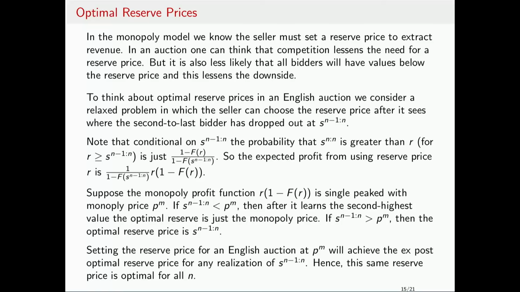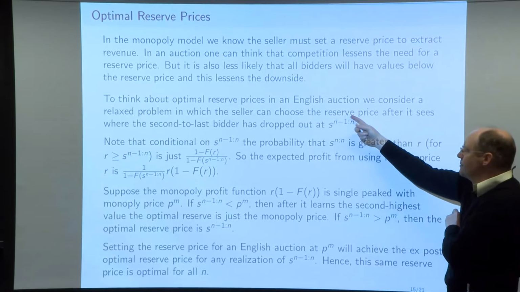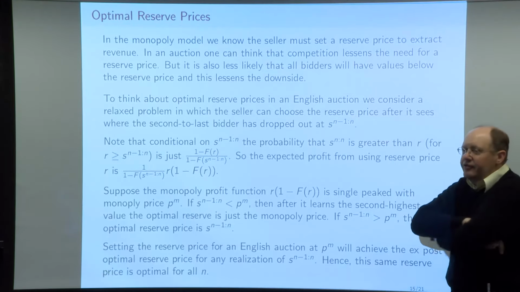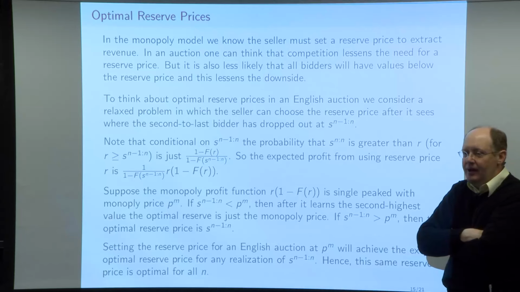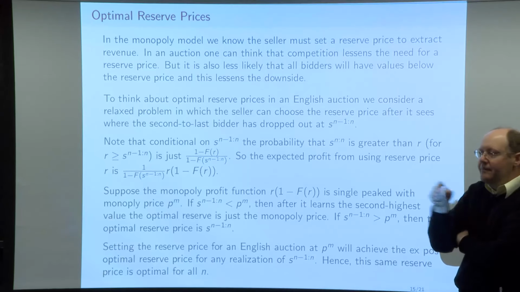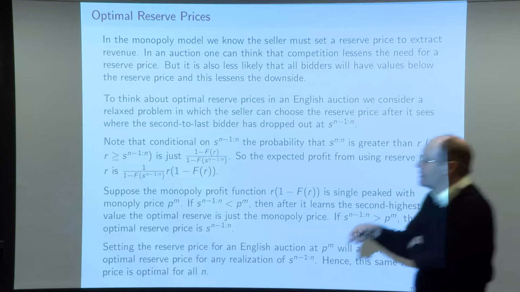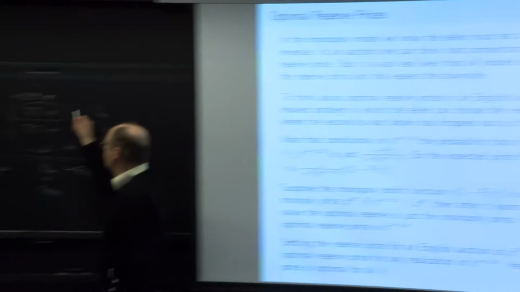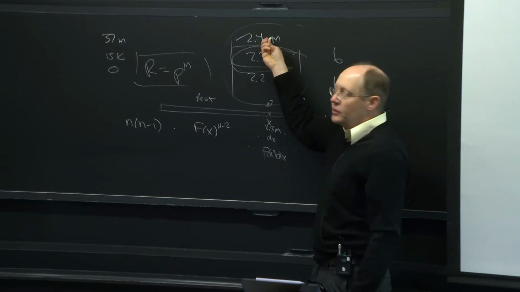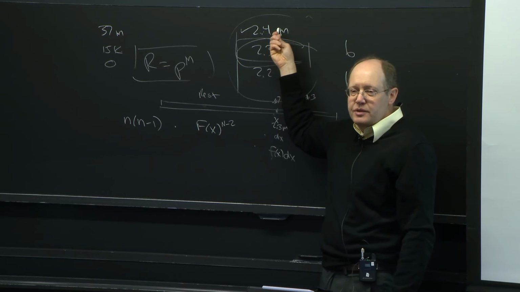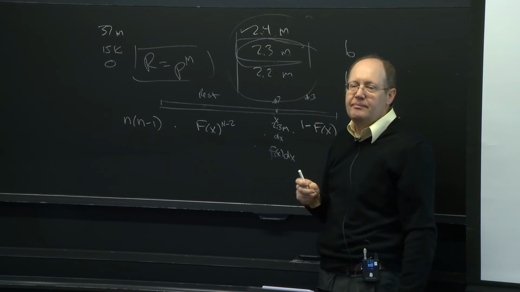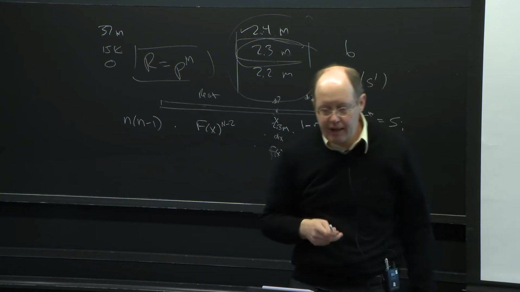Okay. A simple reasoning for that is to think about a relaxed problem where the seller gets to choose a reserve price not in advance, before conducting the auction, but after observing where the second highest bidder dropped out. So you had n bidders, n minus one of them have dropped out, and suppose you can cheat: after the n minus first bidder has dropped out, say someone dropped out at 2.3 million, I now know that this guy's willing to pay at least 2.3 million, and I think, what's the reserve price just for him? So it's a customized reserve price.